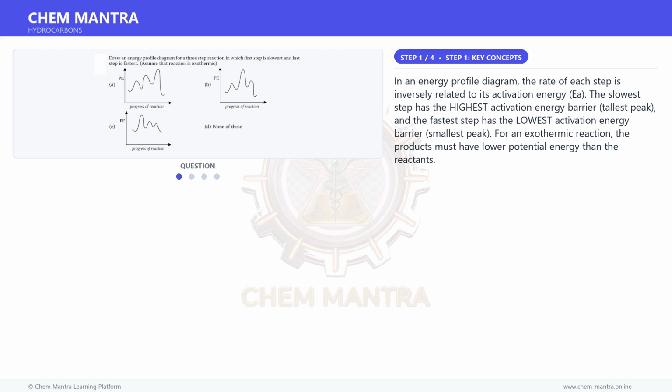In an energy profile diagram, the rate of each step is inversely related to its activation energy, EA. The slowest step has the highest activation energy barrier, the tallest peak, and the fastest step has the lowest activation energy barrier, the smallest peak. For an exothermic reaction, the products must have lower potential energy than the reactants.